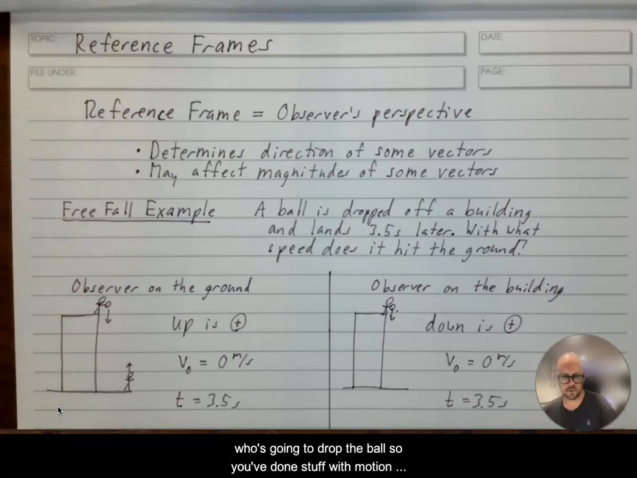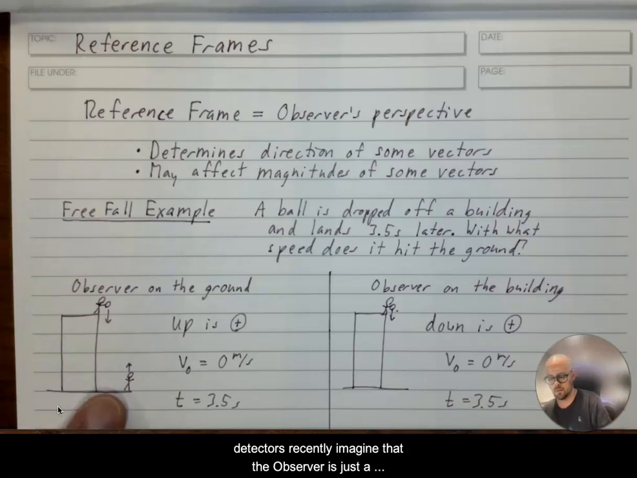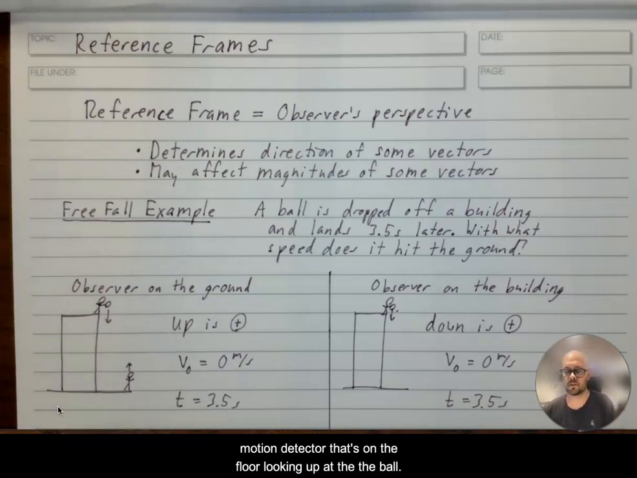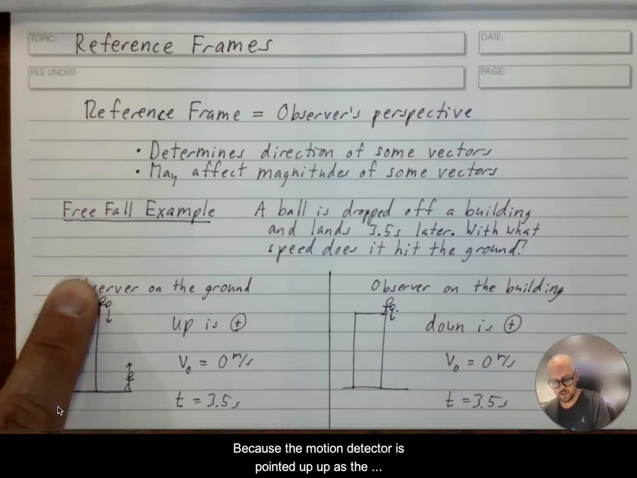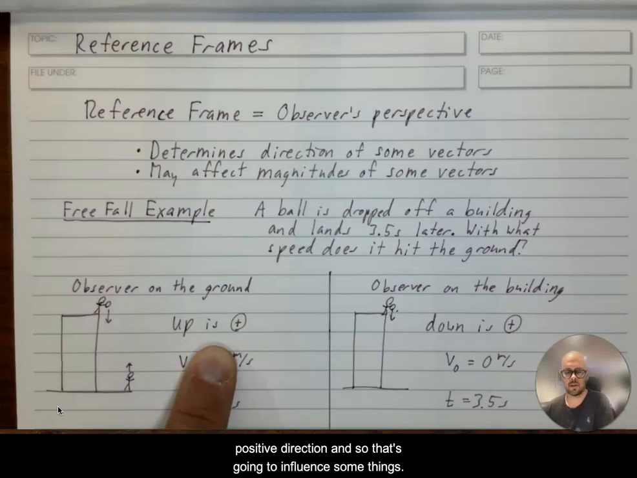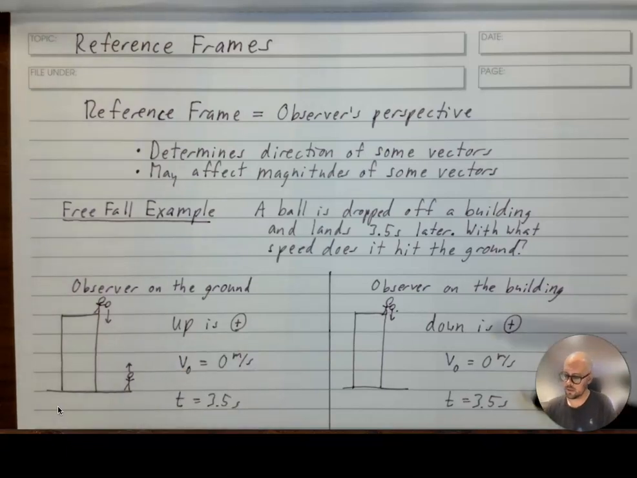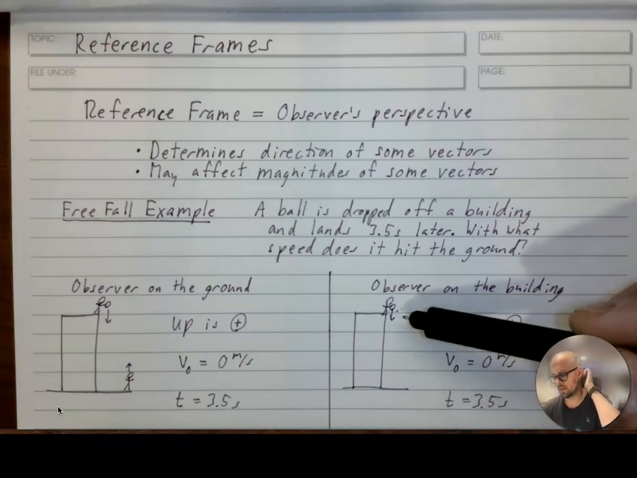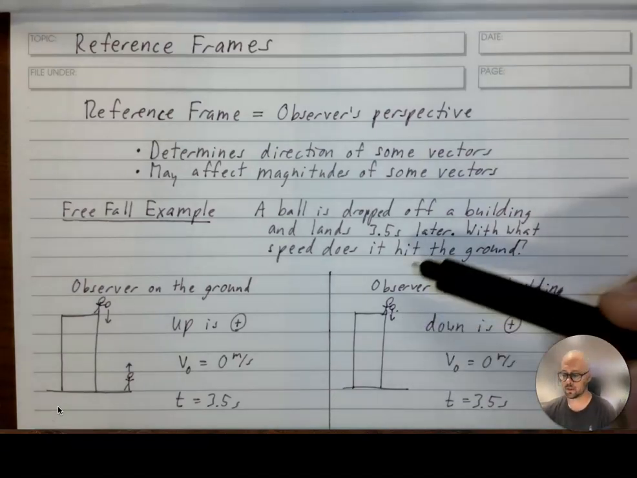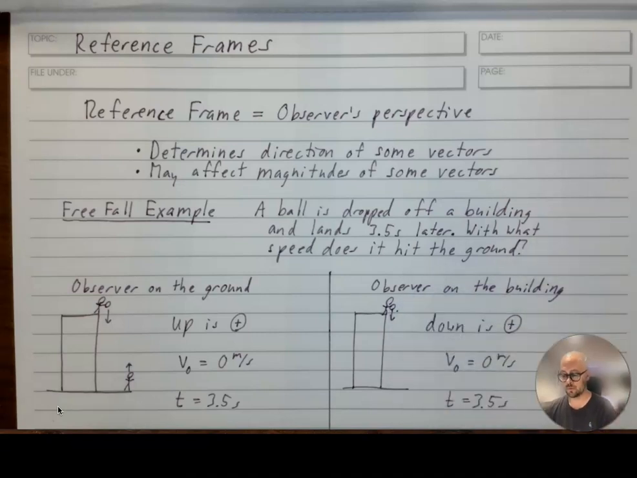So you've done stuff with motion detectors recently. Imagine that the observer is just a motion detector that's on the floor looking up at the ball. Because the motion detector is pointed up, up is the positive direction, and so that's going to influence some things. On this picture, I only drew one person because I'm imagining that the person dropping the ball is also the observer. And that's like putting a motion detector at the top of the building, facing down, and the ball's going to move away. This makes down the positive direction, and so that's the only difference really between these two observers.